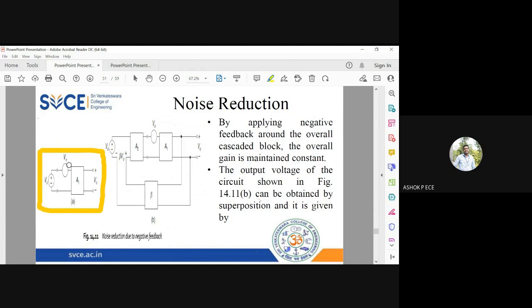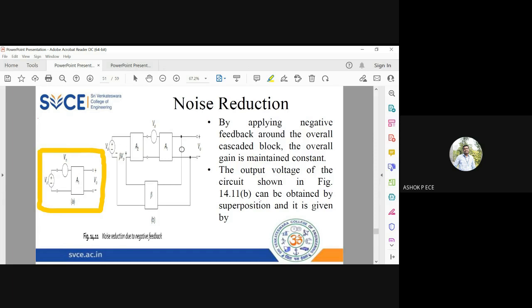Generally, you cannot actually represent noise by a voltage source. Just to mathematically quantify noise, I am representing noise by a voltage source Vn, and it is random, so I cannot say what polarity. It can be positive, it can be negative, it can be zero, so I don't put the polarity for noise. So the first diagram you see here is a normal amplifier without feedback having a noise source.